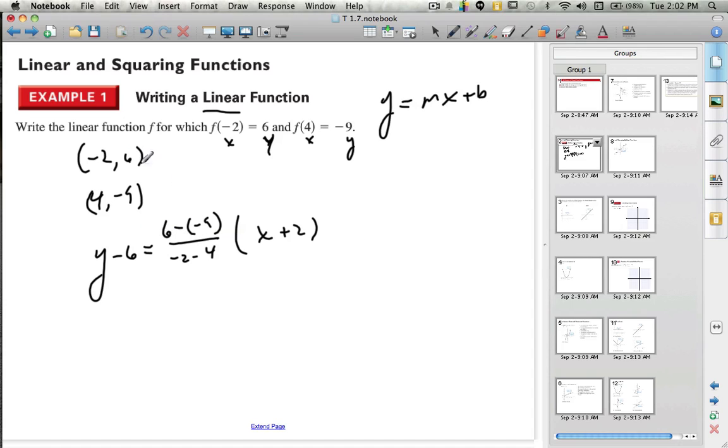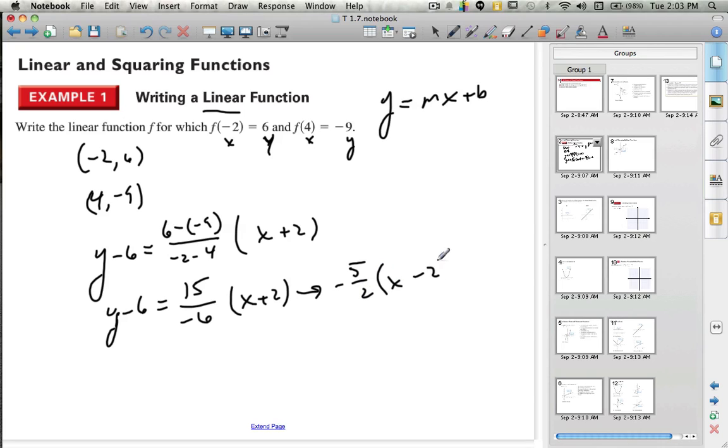So all I've done here is, sometimes in examples I've done with you before, I've calculated slope separately and plugged it in here, but I could put it all into one item here without any trouble. Y minus 6, excuse me, my mistake. Y minus 6 would be equal to 6 minus negative 9, that's 6 plus 9 is 15, over negative 2 minus 4, that's negative 6, times x plus 2. And if I simplify this by factoring a 3 out of each item, this would be negative 5 halves times x plus 2.